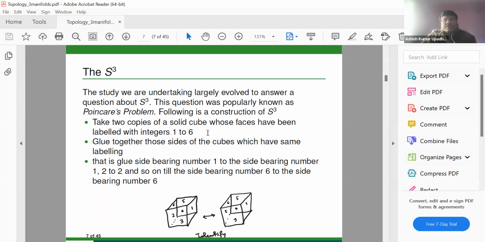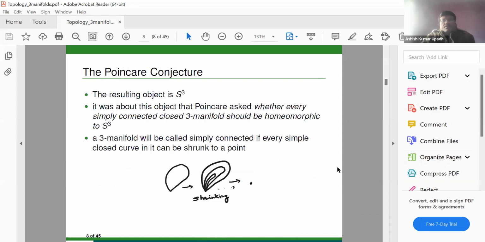Okay, so let us proceed further. Now, the resulting object, as I have mentioned, will be S3. And it was this object about which Poincaré asked whether every simply connected closed three manifold should be homeomorphic to S3. This was the question which was asked. Now, we will take up this question later on further.